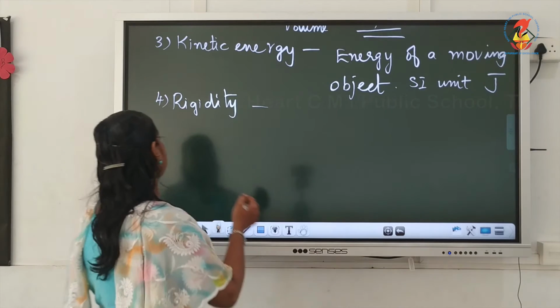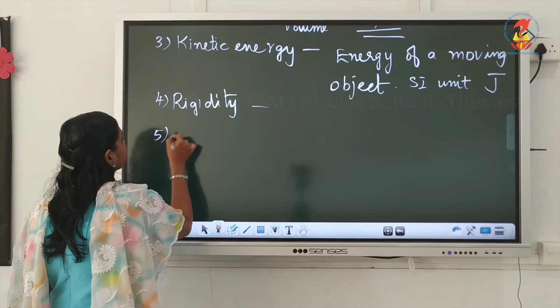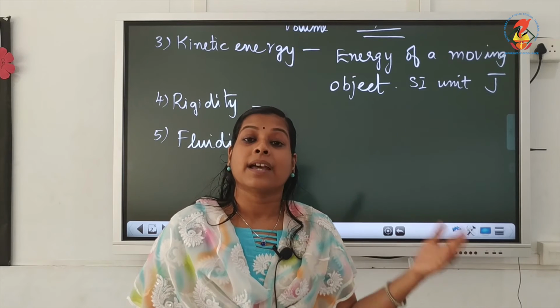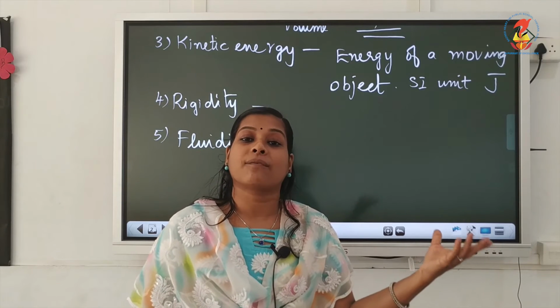Then the next term for us is fluidity. Fluidity means that a material can flow from one place to another. For example, liquids can flow from one place to another. Gases also can flow from one place to another.